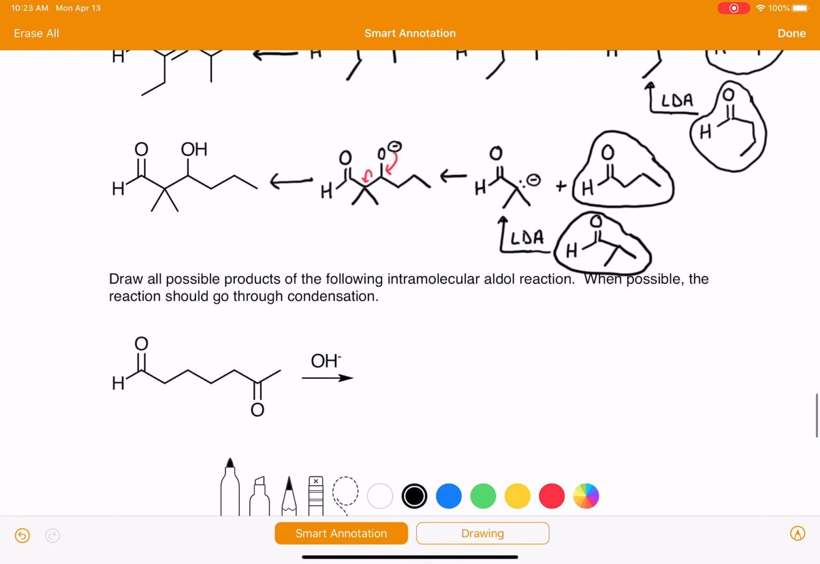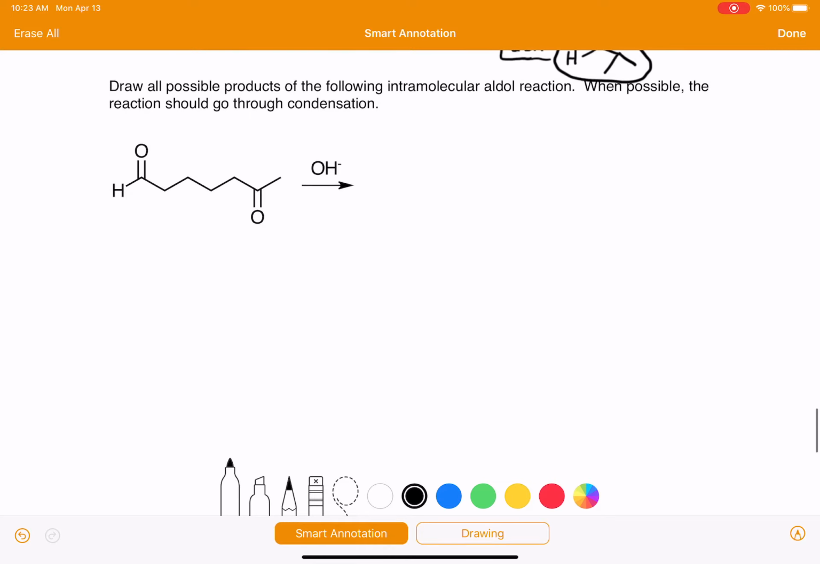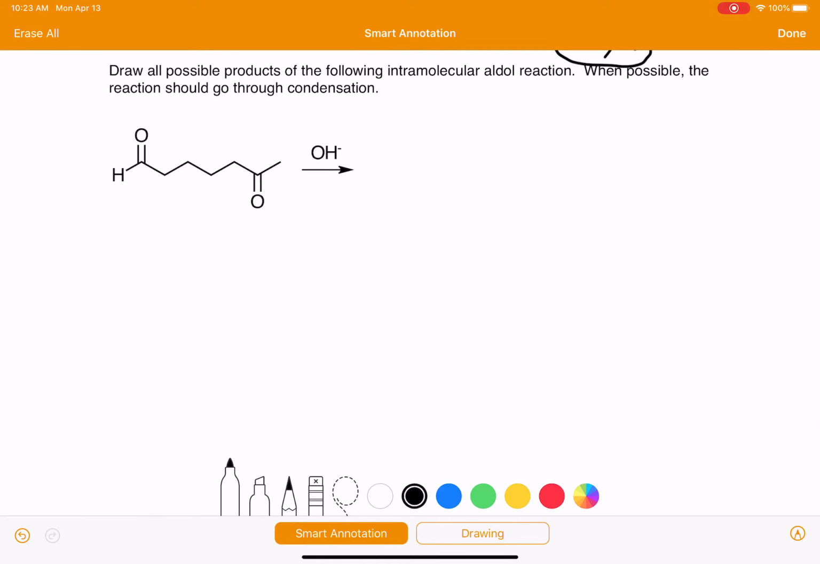Back to our worksheet. So here is an example of a molecule that's going to do intramolecular aldol. And we want to draw all the possible products. So when we're asked for all the possible products, it means only the 5 or 6-membered rings. So, of course, on paper you can make any size ring you want, but in reality, the possible products are the ones that would be 5 or 6-membered rings.